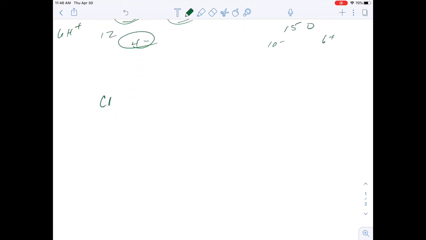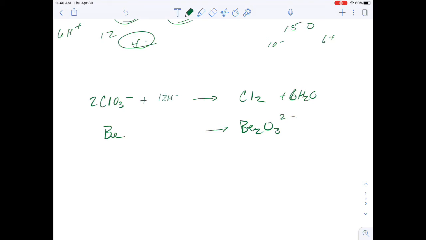You could also go ClO3 minus becomes Cl2, and then you have beryllium becoming Be2O3 2 negative, and we can try to balance the 2 half reactions. So I've got 2 chlorines on both sides. The reactants for that have 6 oxygens, so I'm going to need 6 waters, and then I would need 12 hydrogen ions. You can see that in the reactants, I have a total of 10 positives. So I put 10 electrons here, and now I've got equal charge.